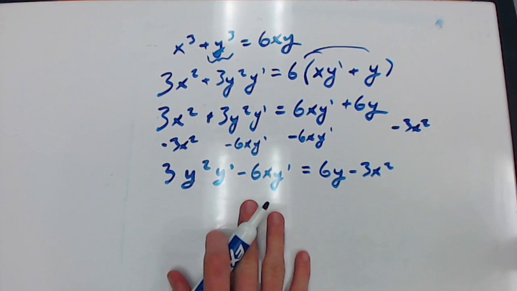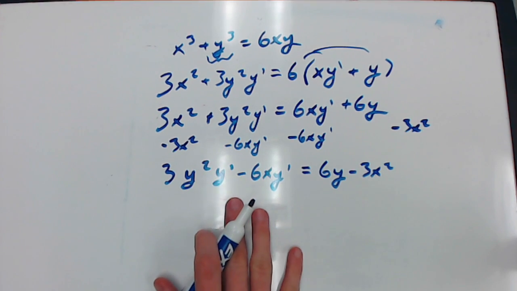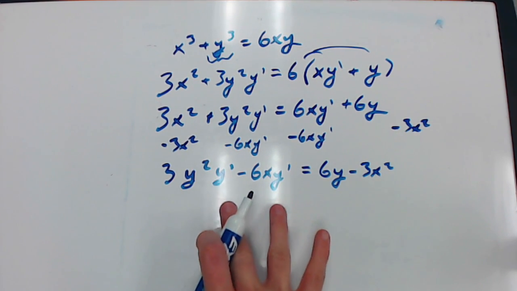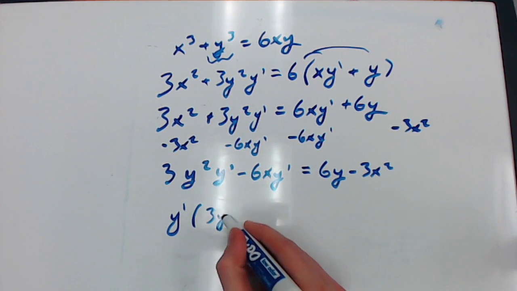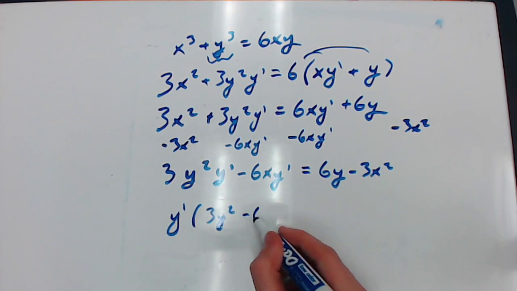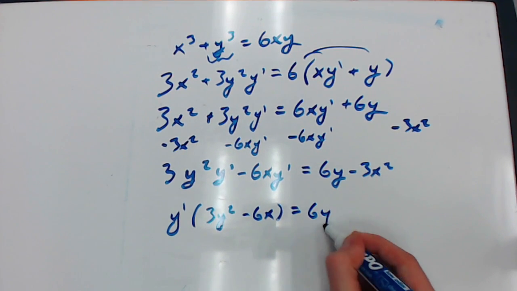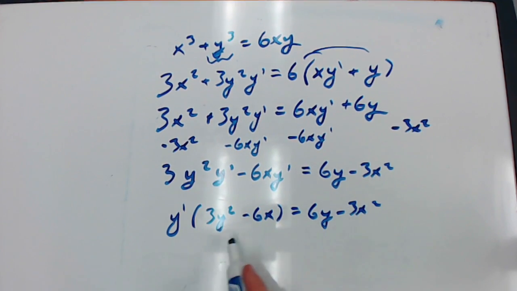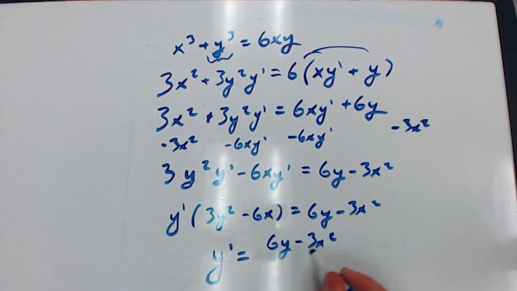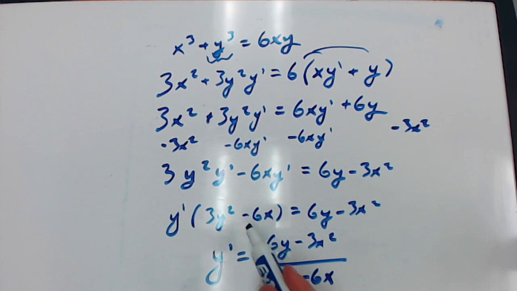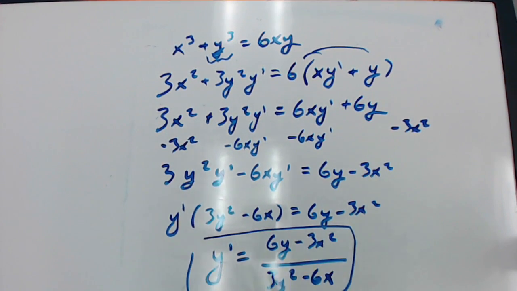All right. Now what can we do to isolate our y prime? Well, we have a y prime in two terms, so we can factor it out. So we'll have y prime times 3y squared minus 6x equals 6y minus 3x squared. And then divide both sides by 3y squared minus 6x. So we'll end up with y prime is equal to 6y minus 3x squared over 3y squared minus 6x. And that is our final answer.